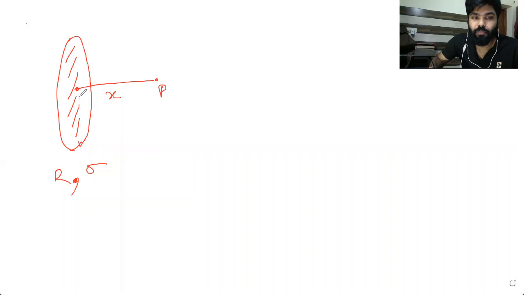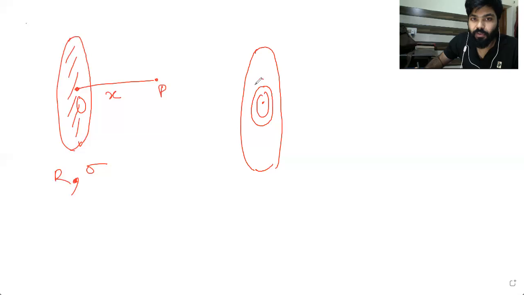Let's assume the center be O, and I will give you a key concept for calculating the electric field of this disk at a distance x from its center. You can assume that this disk is made up of rings, which are present from radius r equal to 0 to radius r equal to R. This is r equal to 0 and this is r equal to capital R.